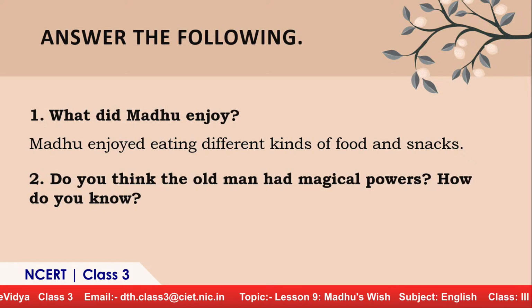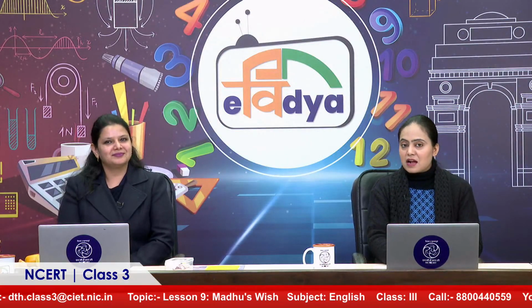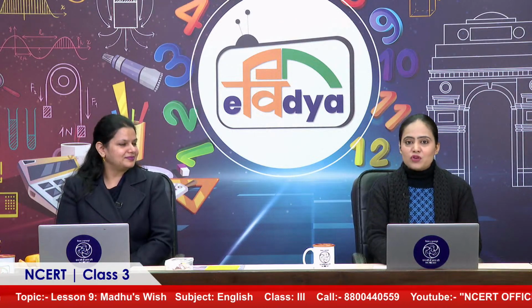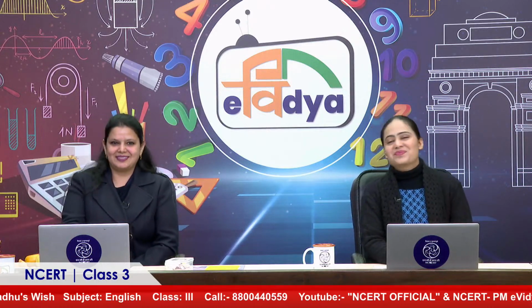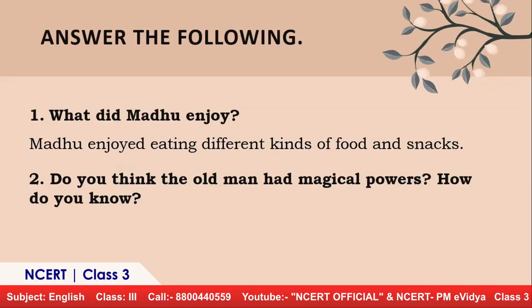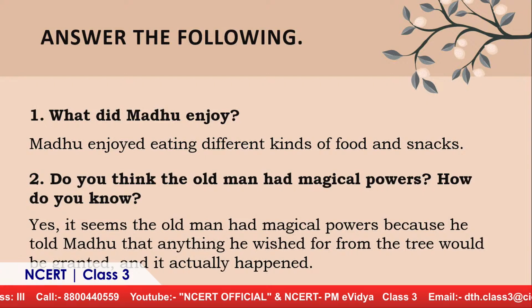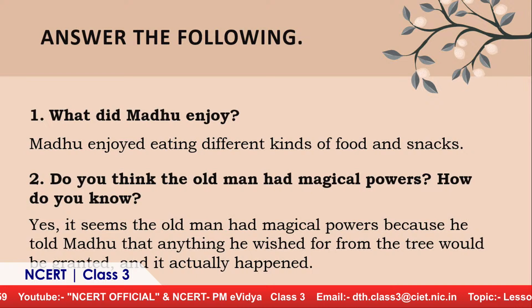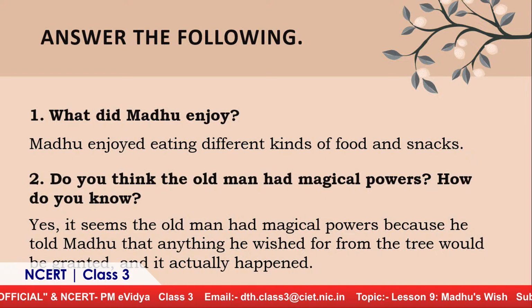Second question, do you think the old man had magical powers? How do you know? Well, I do think yes, the old man had magical powers. And how? Because he told Madhu very clearly that whatever you wish for will be granted by this tree, because Madhu was kind to him. Yes, and due to his gesture, he was granted this wish. Yes, it seems the old man had magical powers, because he told Madhu that anything he wished for from the tree would be granted, and it actually happened. Yes.